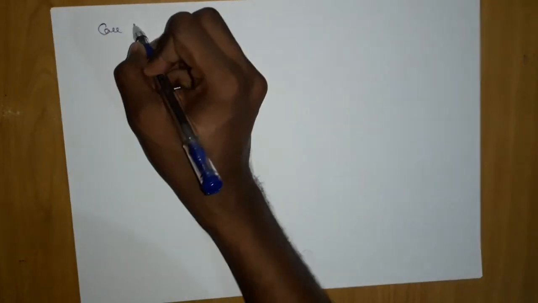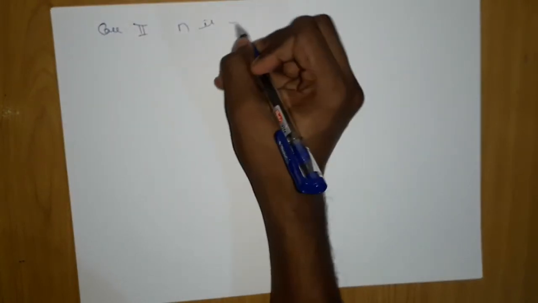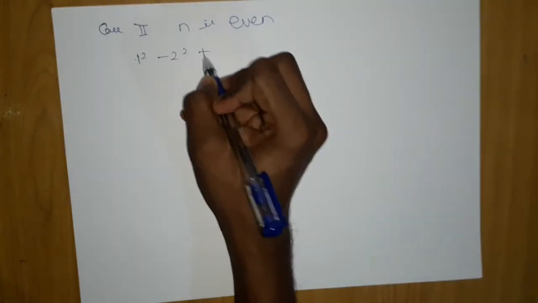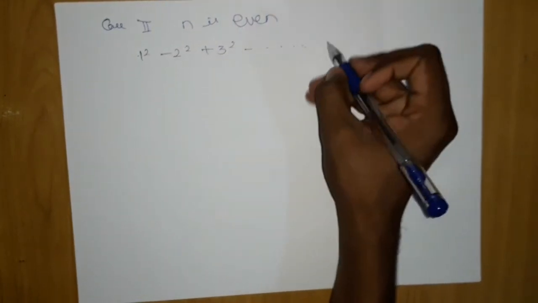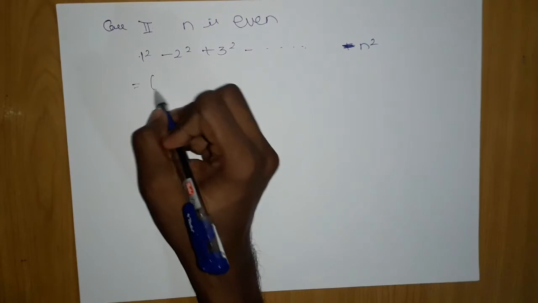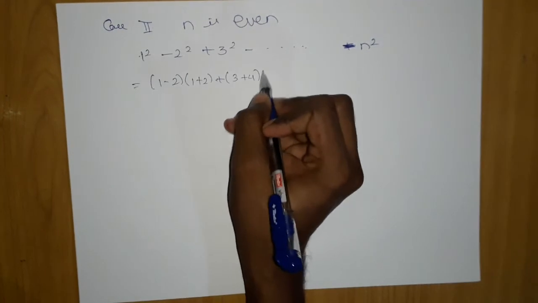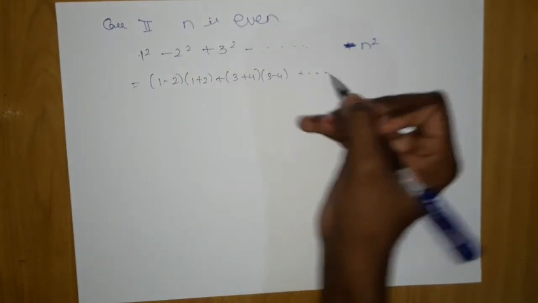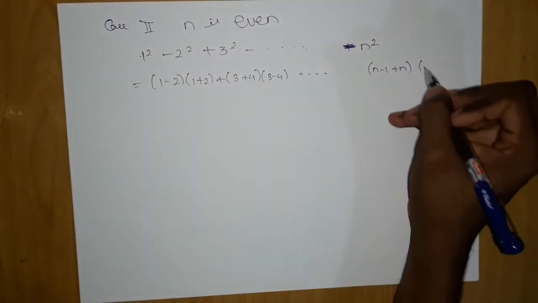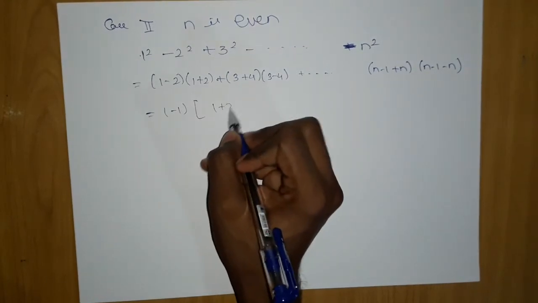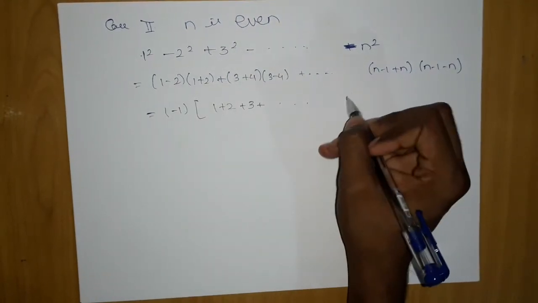Now for case 2, n is even. Then what is the series? 1 square minus 2 square plus 3 square, and so on till minus n square. If you observe, it is again 1 minus 2 into 1 plus 2, then 3 minus 4 into 3 plus 4, and so on till n minus 1 plus n into n minus 1 minus n. Here minus 1 will move outside, giving 1 plus 2 plus 3 plus till n terms.